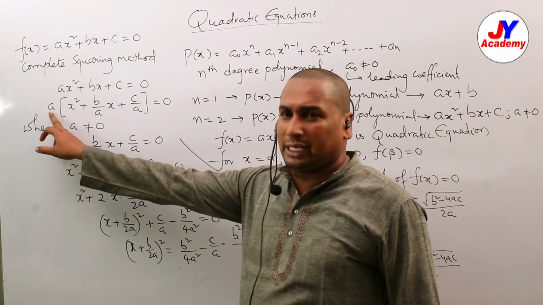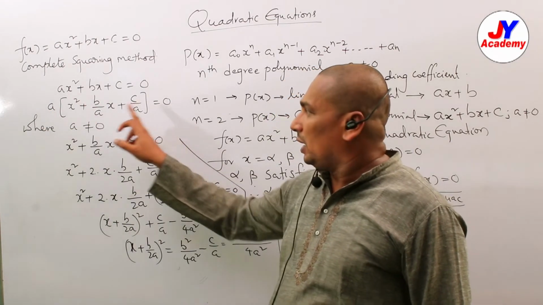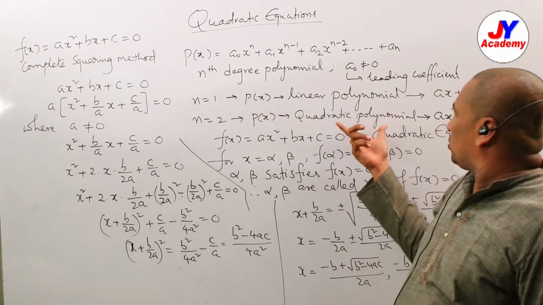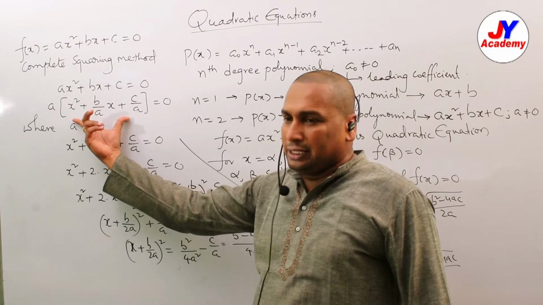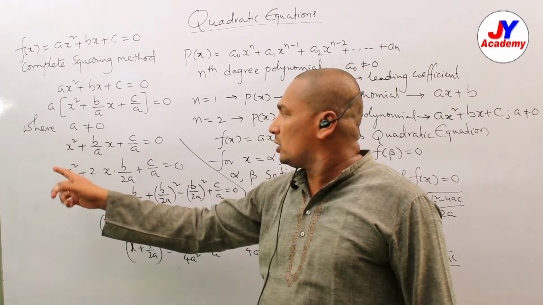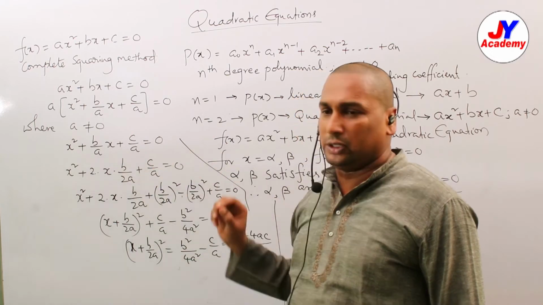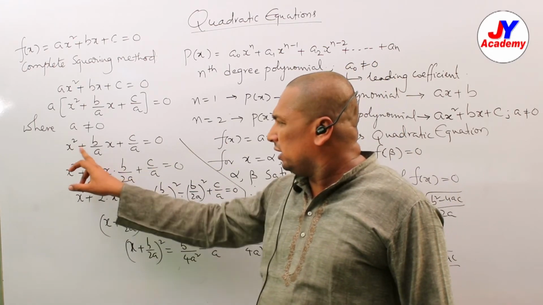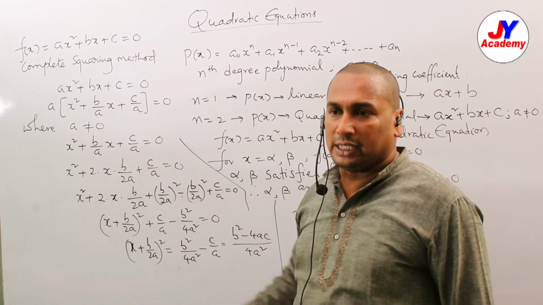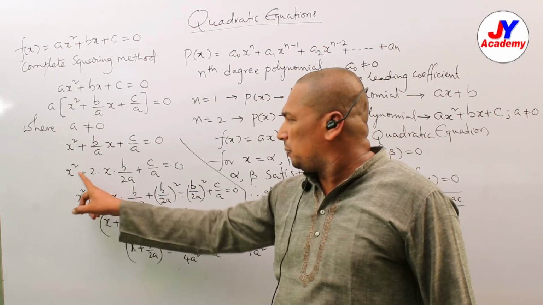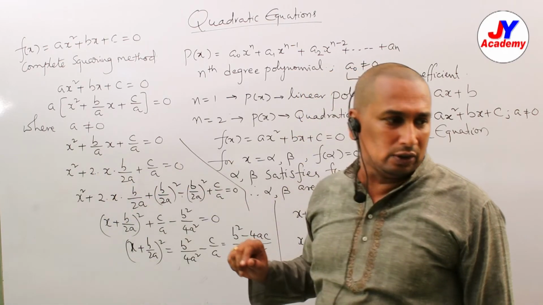That means either a equal to 0 or this bracket is 0. Already we know that because it is a quadratic polynomial, a should not be 0. Obviously this bracket should be 0. So x square plus b by a x plus c by a equal to 0. Here in the second term multiply with 2 by 2. Then that becomes x square plus 2 into x into b by 2a plus c by a, that equal to 0.